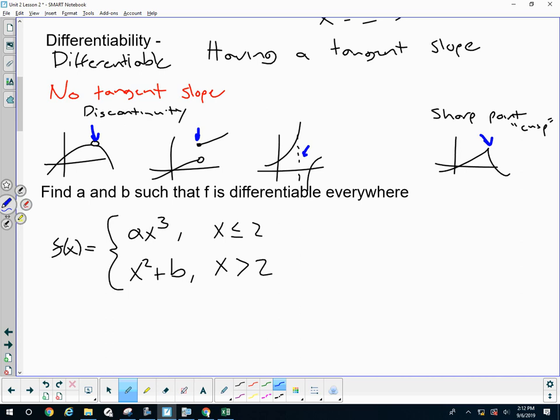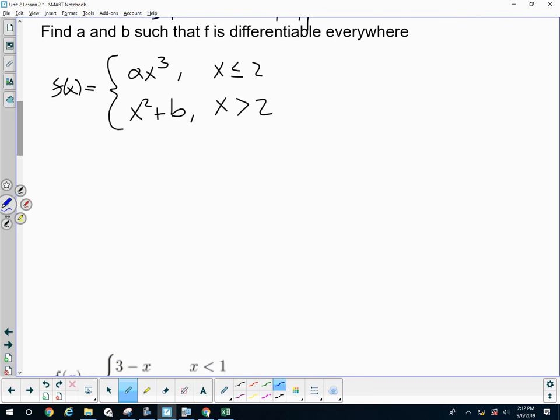Okay? So we're going to go back to these piecewise functions that we had. And just like in Unit 1, we're going to analyze them, and we're going to find certain values, A and B, but not that the function is continuous everywhere. We're going to make sure the function is differentiable everywhere. That means the tangent slope exists everywhere. Now, this x cubed, it'll have tangent slopes everywhere. The x squared, it'll have tangent slopes everywhere. They don't have sharp points. The only point that we're concerning ourselves with, just like with continuity, is this point right here.